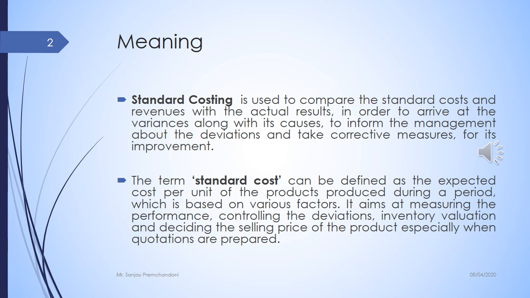Now we'll see the meaning of the standard costing technique. What is standard costing? Standard costing is used to compare the standard cost with the actual cost in order to arrive at the variances. Variances means differences, along with their causes, to inform the management about the deviation. We have to inform the management regarding the differences and take corrective measures for improvement, which means we have to reduce the cost. For that we have to take the measures.